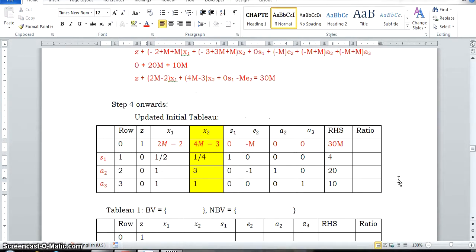Then we calculate the ratio. Ratio for row 1 is 16. Row 2 is 20 divided by 3, we get 6.7. And ratio for row 3 is 10. The ratio test indicates that x2 should enter the basis in row 2, which means the artificial variable A2 is the leaving variable.